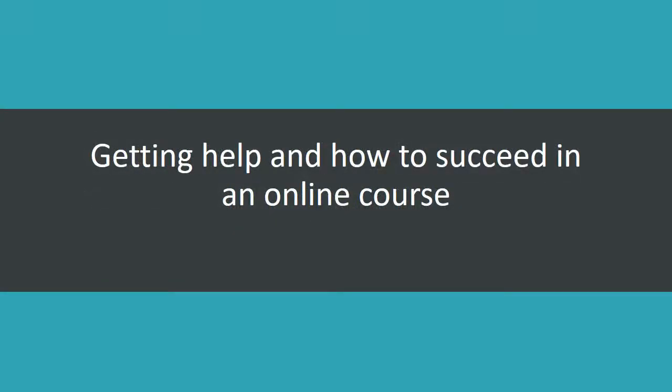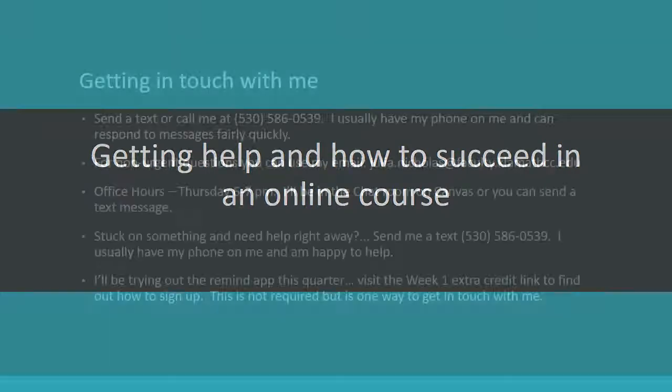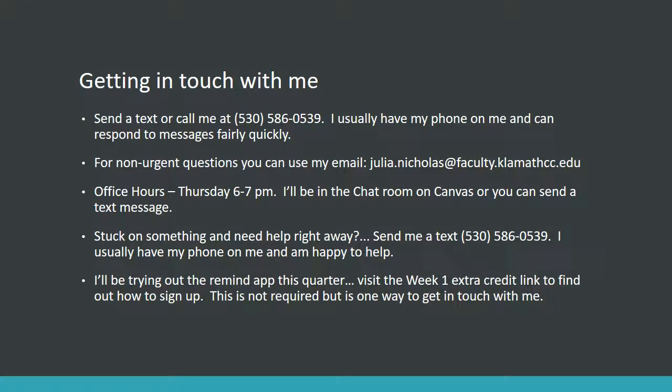Righty, next we're going to go over how to get help and some tips on how to succeed in an online course. So if you need to get in touch with me at any time in the course, the quickest way is either to send me a text message through this number here, or at the beginning of the course, sign up for the Remind app, which is this right here. Either one of those will send me a text message. I tend to have my phone on me most of the time and can respond to messages fairly quickly. I don't always have it on me, but that's the best way to get a hold of me if you have a question that you want answered right then, like you're working on an assignment and trying to get something done.